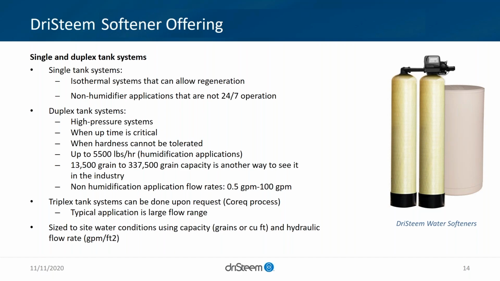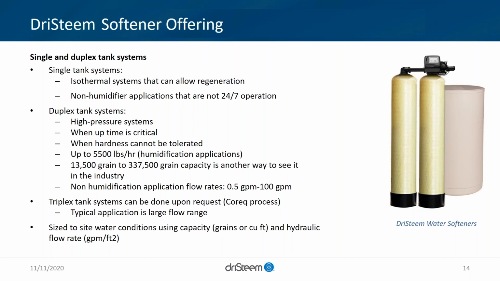If you do need constant soft water, a duplex system is the next. So for example, our high pressure atomization systems require constant soft water to then feed an RO and to go downstream to the high pressure pump. Or when uptime is critical, if you can't tolerate any hardness, you're going to want to look at a duplex system. The initial investment is slightly greater, but then it gives you that peace of mind to not have hardness at any given time.